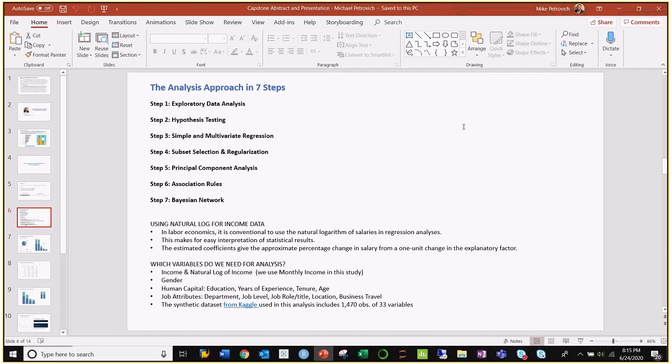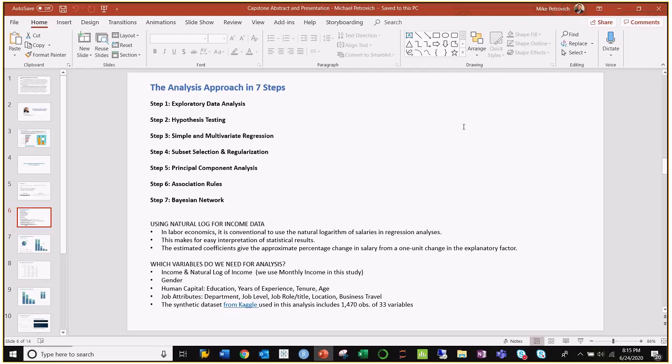Also, probably most importantly, by taking the natural log of income and regressing on income, your coefficients, with regards to the results, are going to approximate the percentage change in salary, and that's really important because at the end of the day, it's a lot easier to interpret that way.